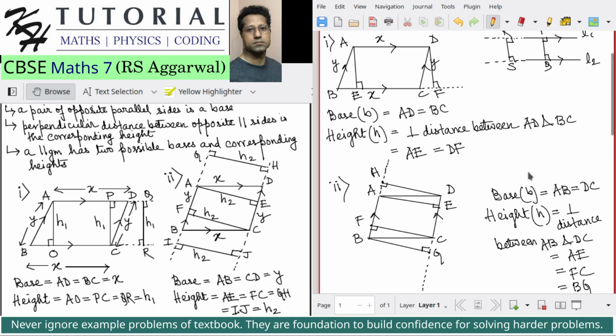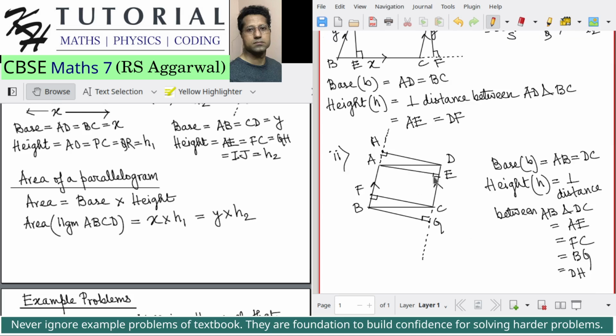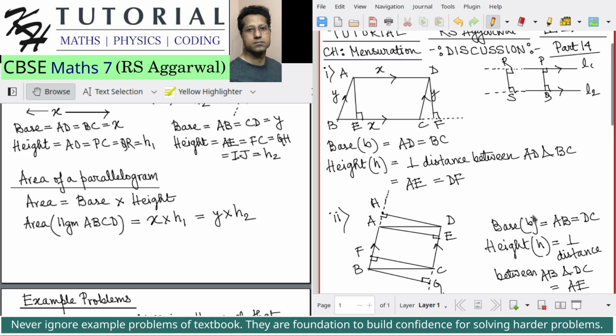So in any parallelogram there are two pairs of a base and corresponding height. Now, what is the formula for the area of a parallelogram? The area of a parallelogram is equal to the product of the base and the corresponding height. So for figure 1, let's say the height, the perpendicular, that is AE and DF, is equal to h1.